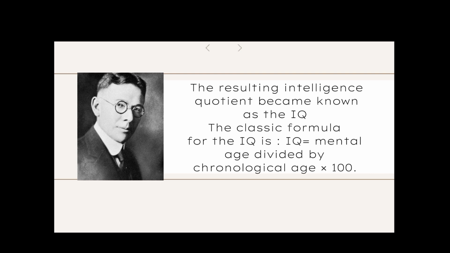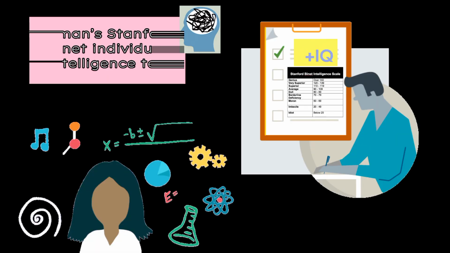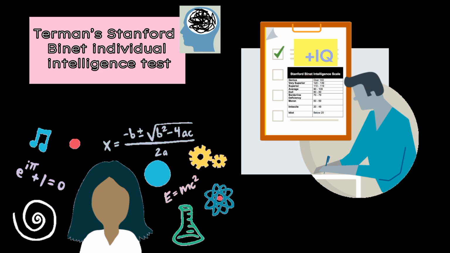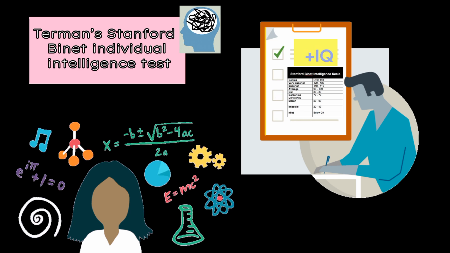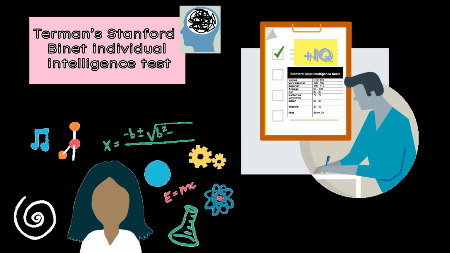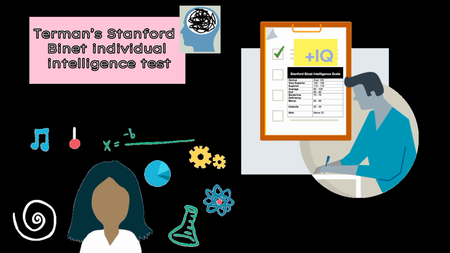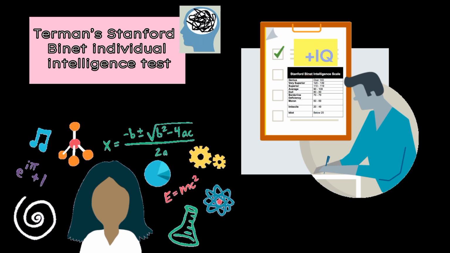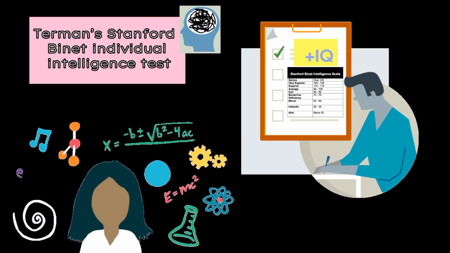The classic formula for the IQ is: IQ equals mental age divided by chronological age, times 100. So when you are going to measure your intelligence, you can use this one. The Terman Stanford-Binet Individual Intelligence Test is considered the best available individual test of intelligence. And also Terman suggested that gifted children should be identified, offered tailored instruction, and have access to specially trained teachers.